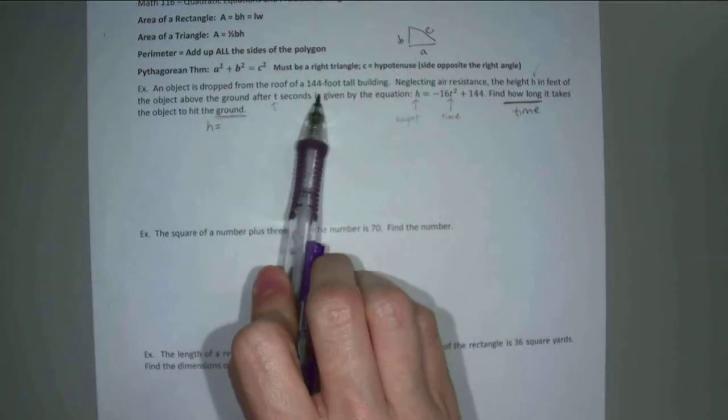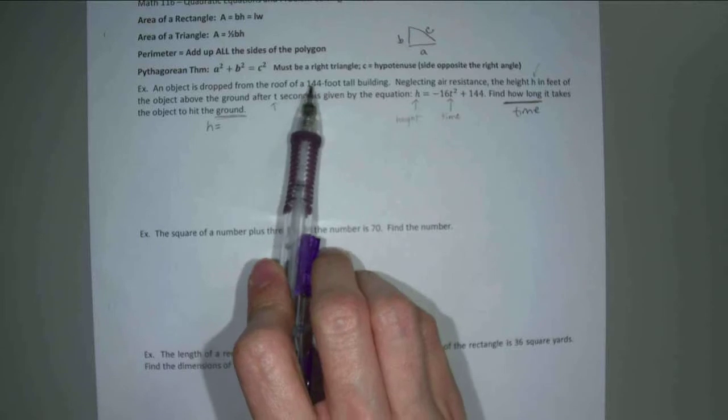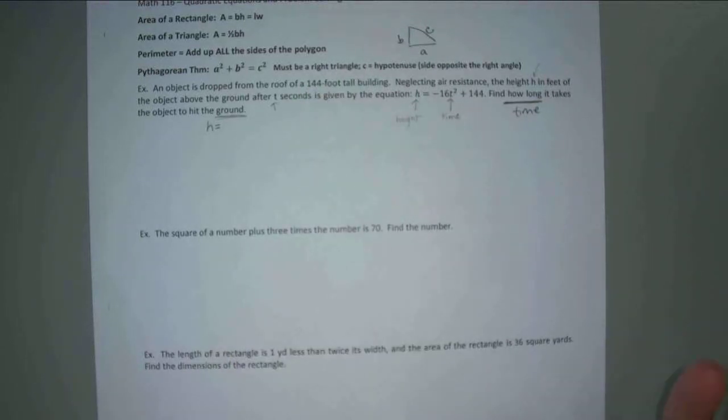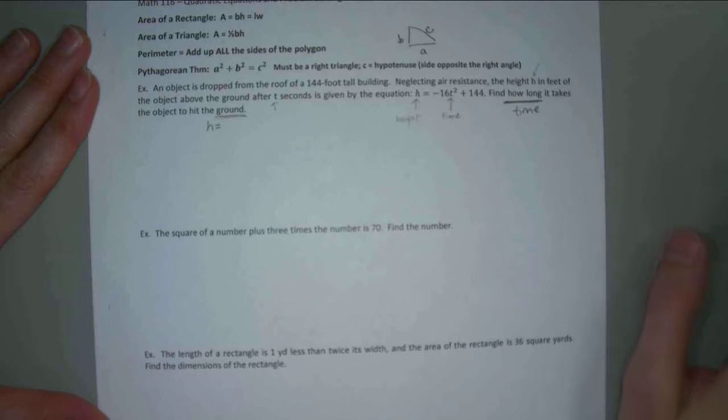Well, that's actually where you start. So 144 is where you're starting, and we're going to throw this object, say it's a penny, off the top of that 144-foot building. I want to know how long it takes to hit the ground. So I'm going to throw it, and it's going to fall, and then it's going to hit the ground. When it hits the ground, how high off the ground is it? Kind of a trick question.